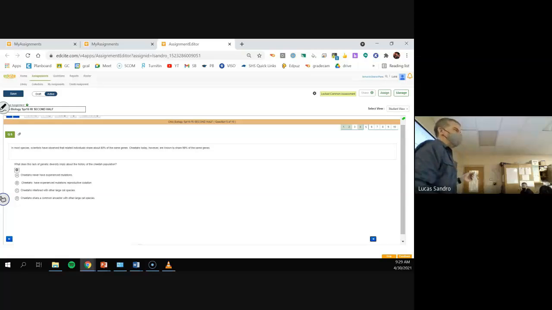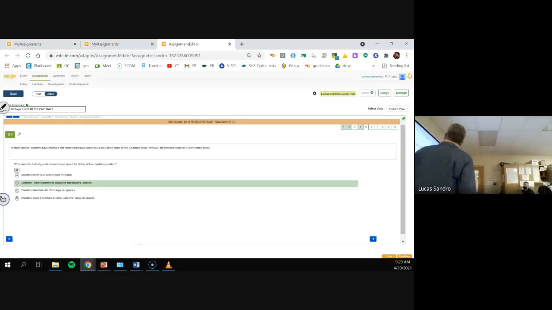This is one of those questions. Cheetahs never have experienced mutations. You know that's wrong. Letter C, cheetahs interbred with other large cat species. That would create more diversity. That's not it. Cheetahs share a common ancestor with other large cat species. Well, yeah, that's true, but it doesn't matter to this question. B, cheetahs have experienced mutations, reproductive isolation. What? That's not a sentence that makes sense. But the other ones are so obviously wrong that if you run into a question like this, where you're like, I know this is a typo, they have to throw this question out, you can at least get it right. Right? You can get letter B.